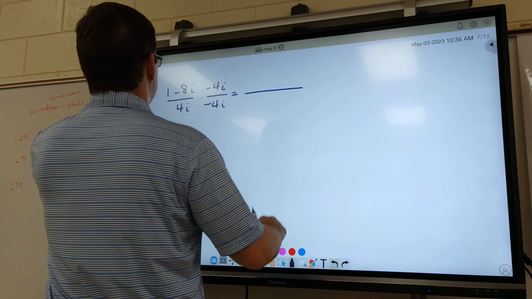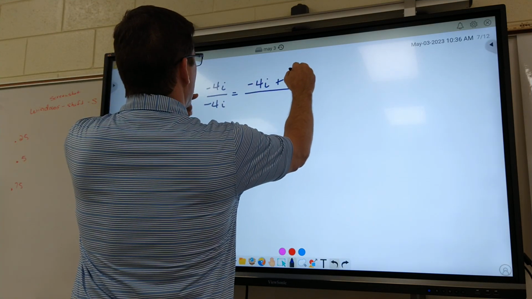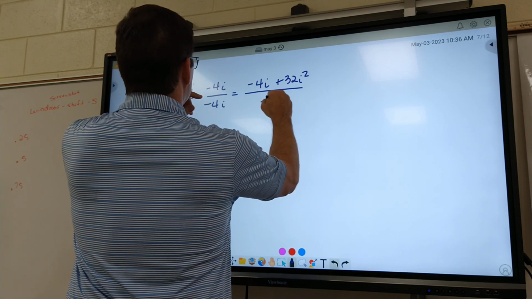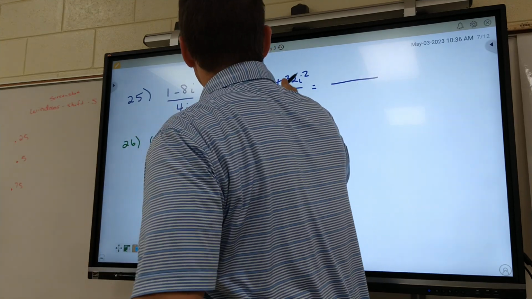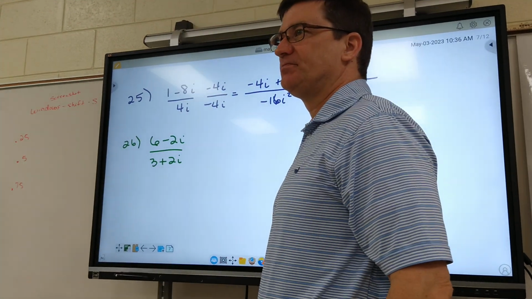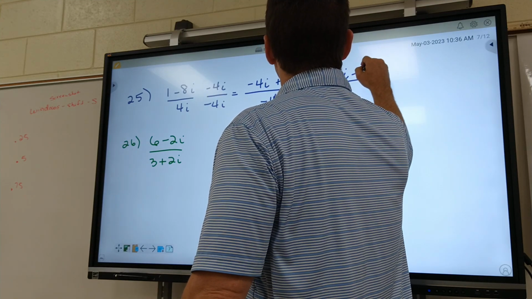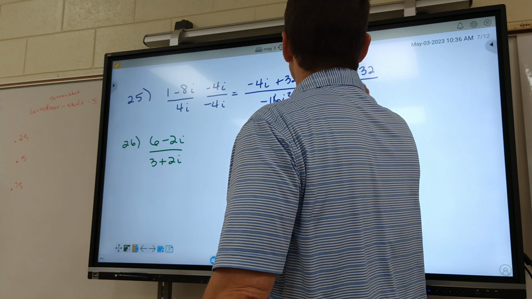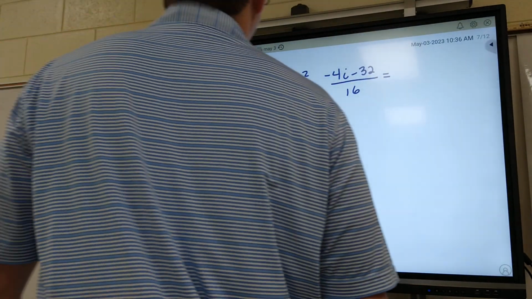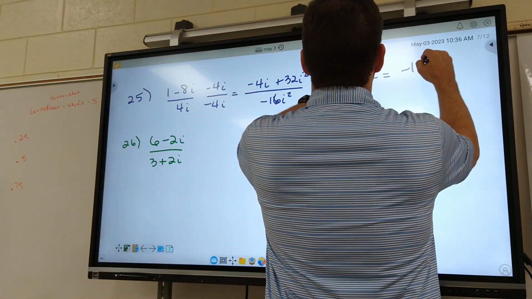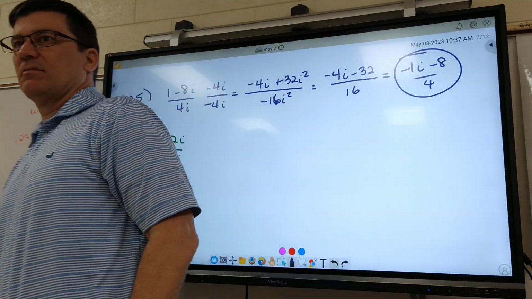All right, so on top, 1 times negative 4i is negative 4i, plus 32i squared. The bottom is negative 16i squared. So what does i squared do to that 32? Just make it positive. It's already positive, right? Negative, so 32. It'd be negative 4i minus 32. The bottom makes it a positive 16. You can all divide by 4. Now divided by 4. Good. So I got negative 1i minus 8 over 4. And you're done.